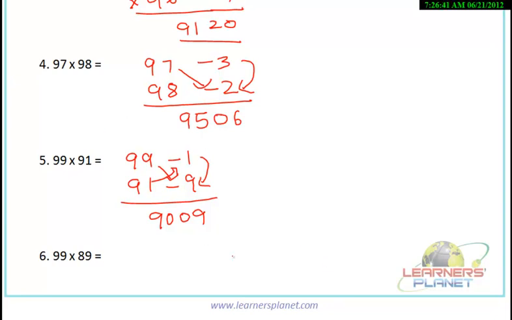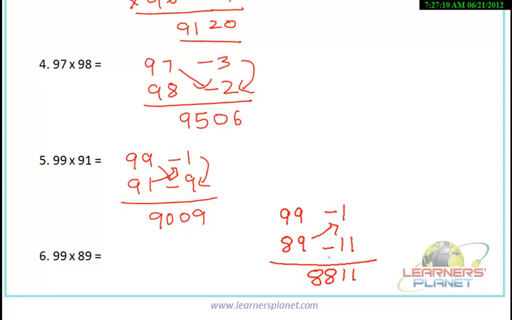Similarly, in this case, 99 into 89. It's minus 1 from 100. It is minus 11 from 100. 11 into 1 will give us 11, and 89 minus 1 will give 88. Okay, very big number but very quick calculation.